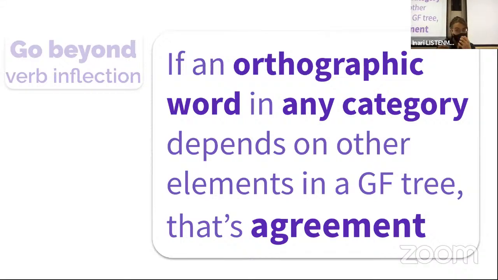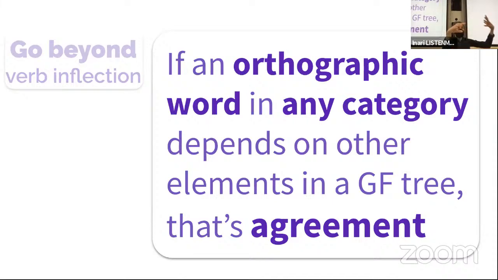Sometimes we're talking about alignment, sometimes about agreement. Is there a difference? The question was, what's the difference between alignment and agreement? They are orthogonal things. Agreement is just about what you mark: if an argument shows in the verb form, that's agreement.